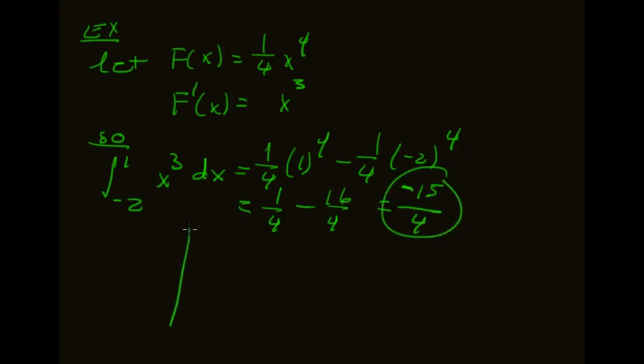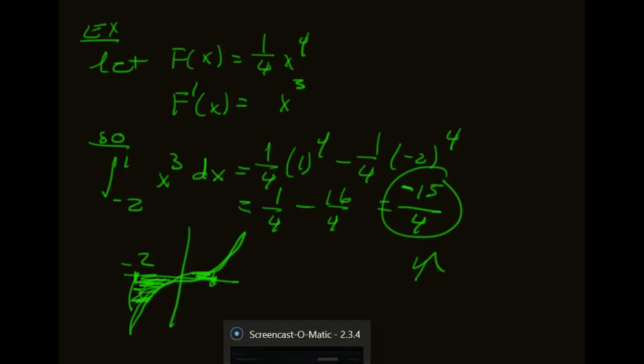So kind of thinking that through, the x cubed curve runs like this. -2 is out here, 1 is here. So we're talking about this area minus this, right? This part being negative, and that's the exact value of that region. If I take this piece minus that piece in area, I'm going to get negative 15 over 4. So that's kind of straightforward.